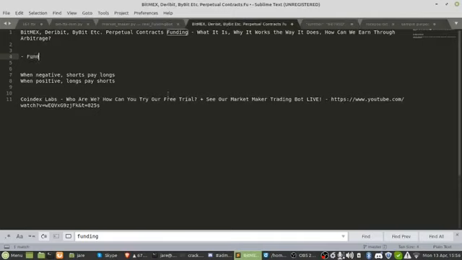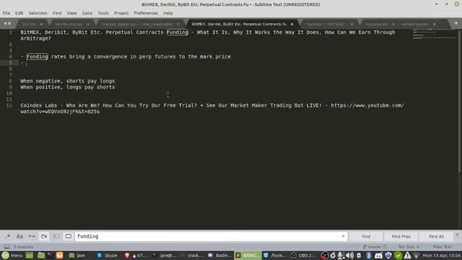So funding rates bring a convergence in perpetual futures to the market price, which is the underlying spot price. Now, that's basically it. That's how it works, and that's why it does what it does.